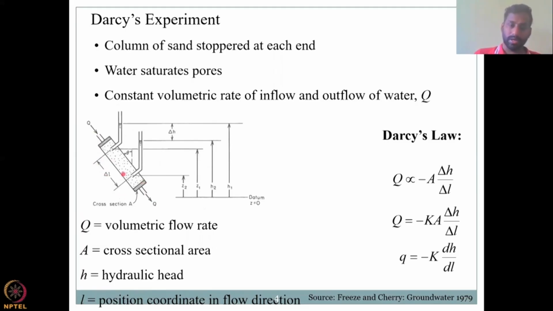And then he had a stopper and Q coming out. The cross section of the tube was measured as A, and he had 2 points of monitoring inside the tube, and those can be visualized as wells. Okay, so he wanted to know what is the flow inside the medium.